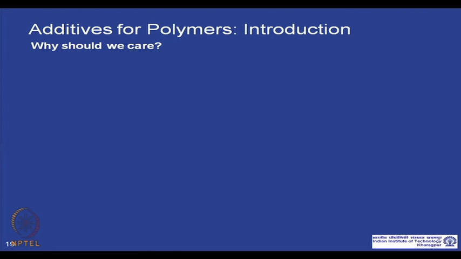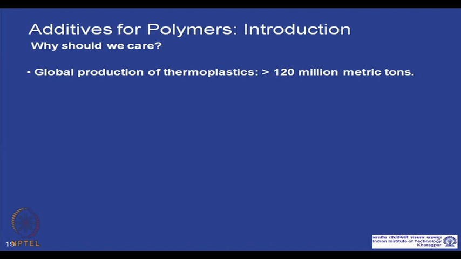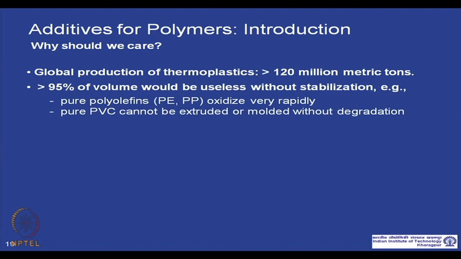Now, let us first understand why we need to add additives in polymers. Why should we care at all? If you look at the production of thermoplastics alone, there are over 120 million metric tons. Out of this entire volume, 95% and more would have been useless without stabilization by adding external additives.